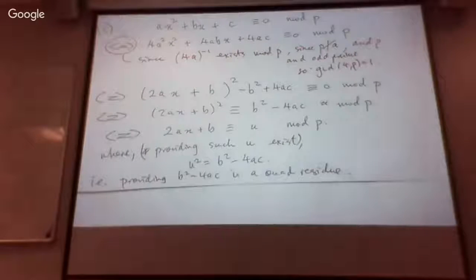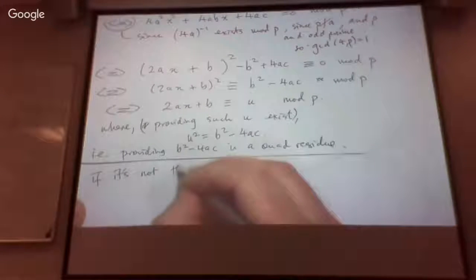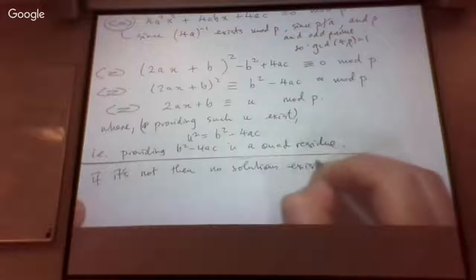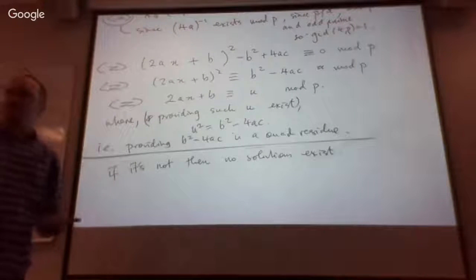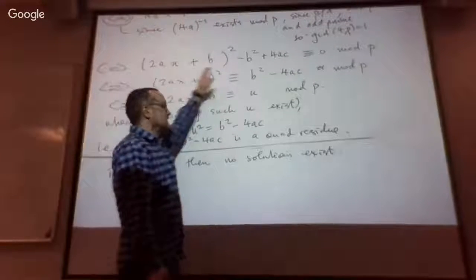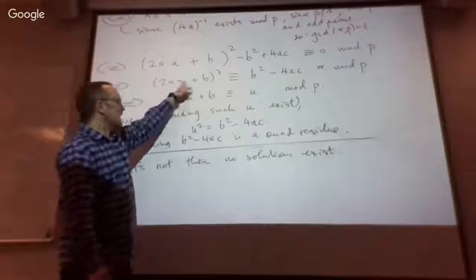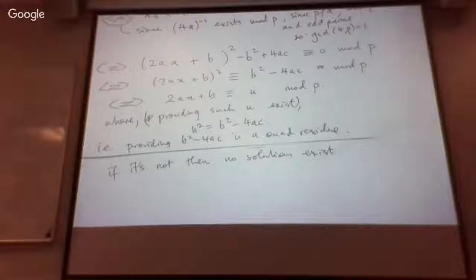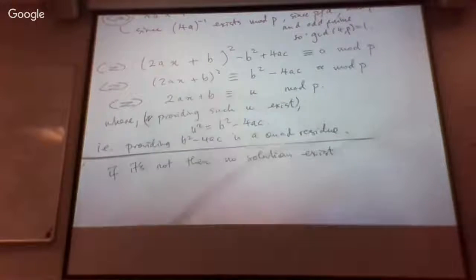If it isn't, what's the conclusion? If it's not, then no solutions exist. Because if b squared minus 4ac is not a quadratic residue, then it's impossible to square a bracket and obtain b squared minus 4ac modulo p. There is no value you can put in the bracket such that when you square it, you get b squared minus 4ac. If it is a quadratic residue, then there is a u which you can pop into this equation here, and you can get rid of the square on that bracket.